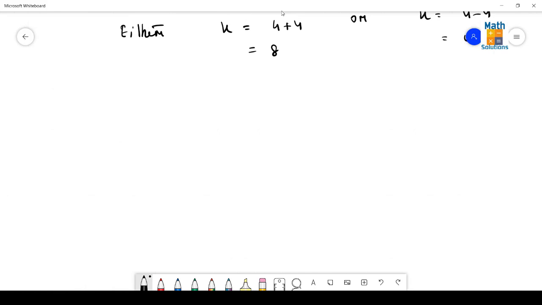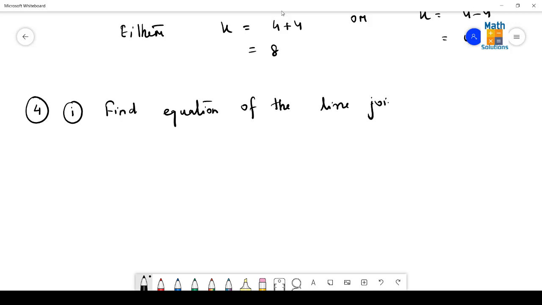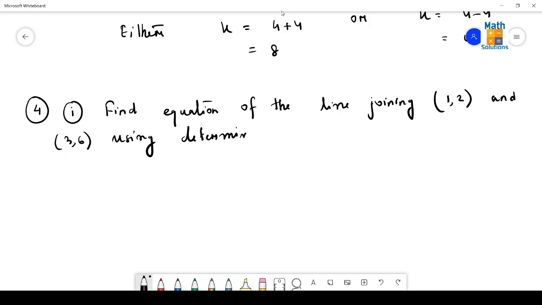So next, coming to question number 4, this is the first one. Find the equation of the line joining 1, 2 and 3, 6 using determinants.